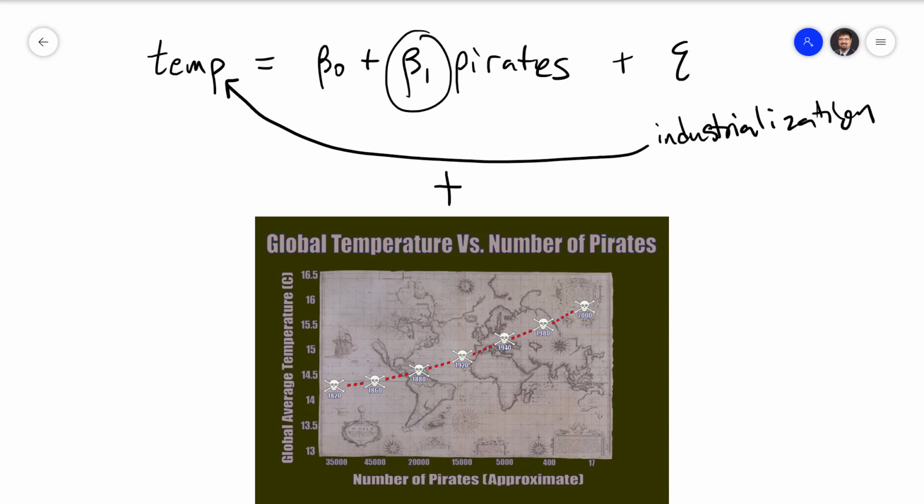But what is the relationship between pirates and industrialization? One other thing that happened with industrialization is modernized navies, which were able to hunt down and get rid of pirates. So we have a negative relationship there. This gives us a negative bias. This resulted in it looking like there is a negative relationship between pirates and temperature that doesn't really exist. We can conclude from this that pirates are endogenous.